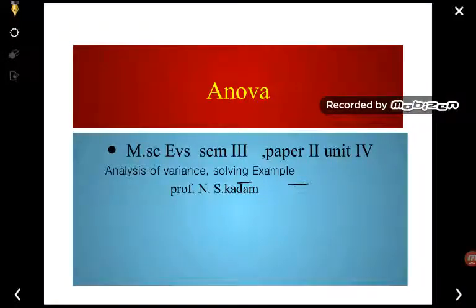Good morning students. Today we are going to continue our topic. From the last two lectures we were discussing ANOVA, but today we are going to solve one example. So we are going to understand the basic concept of ANOVA, that is analysis of variance, by solving one example.